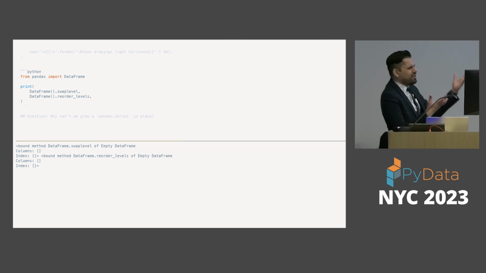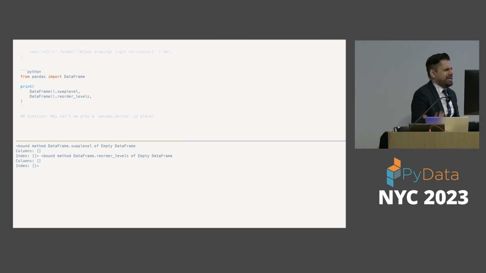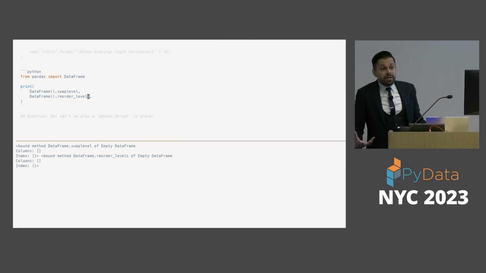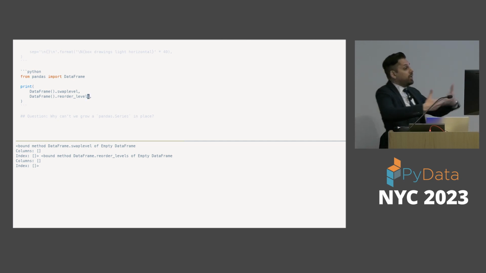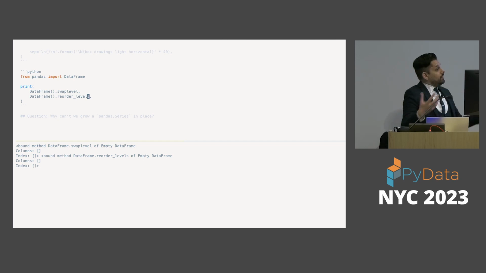Why is there an underscore in one of them and it's plural, and there's no underscore in the other one and it's singular? How is that consistent in any fashion? But fundamentally, it's a coherent model. It's all just operating on the index and doing some operations with the index. It's just that the API is a little bit all over the place here.